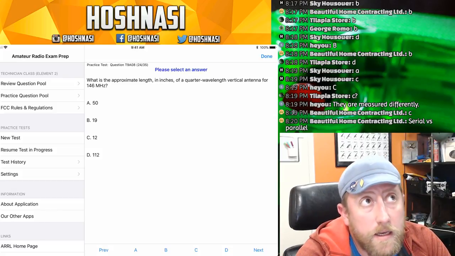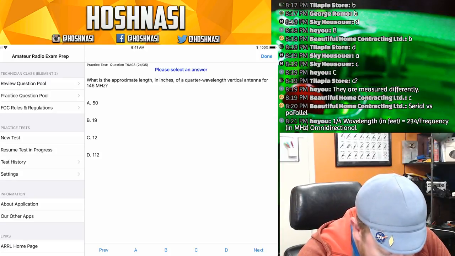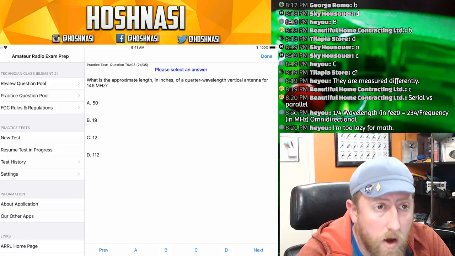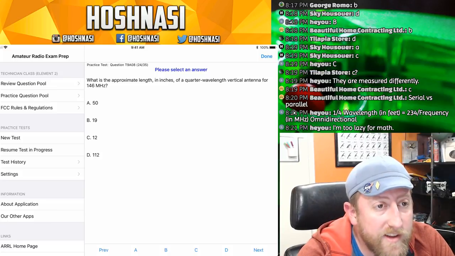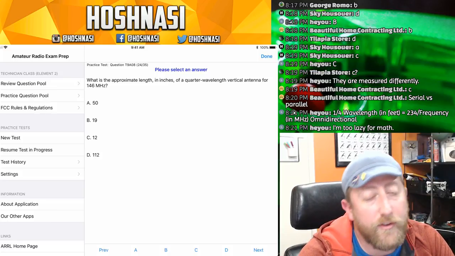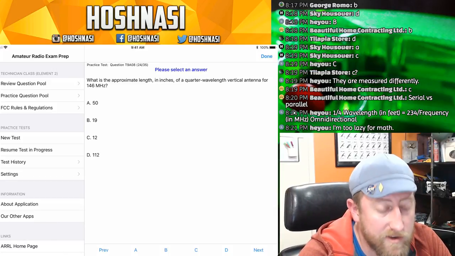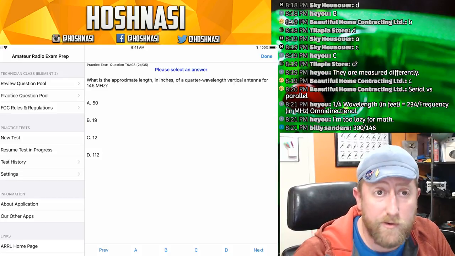Two meter is 70 six inches. So a quarter of that. Why is it 234? Oh, yeah. Quarter wavelength in feet equals 234 divided by frequency in megahertz, omnidirectional. So you can use your scratch paper if you'd like to do this.